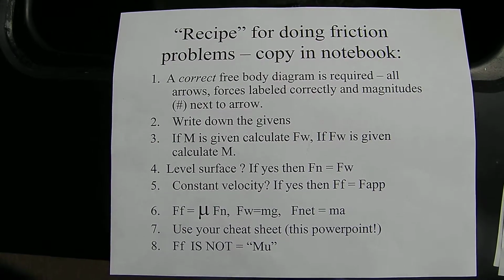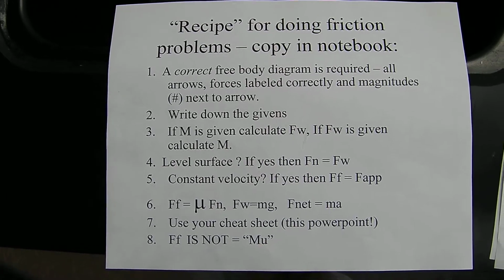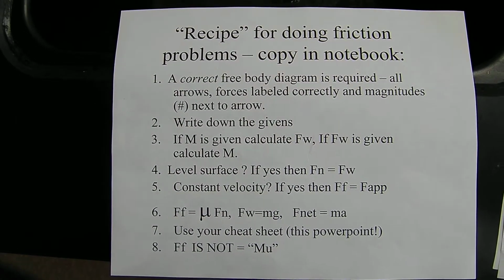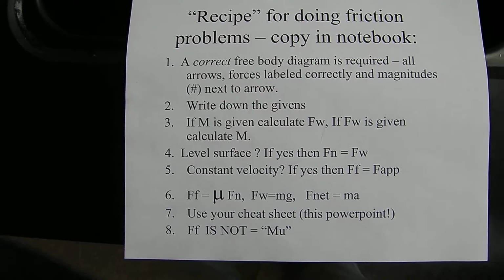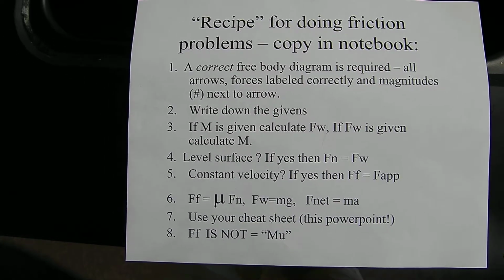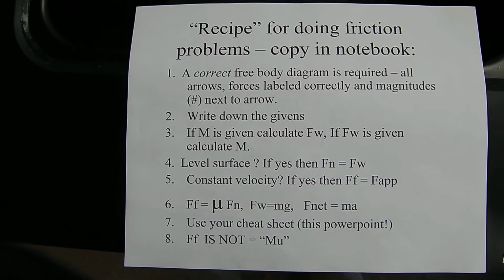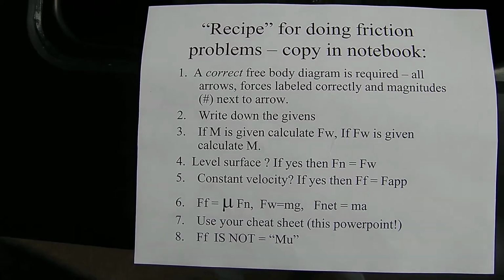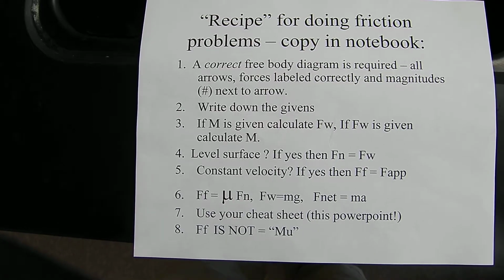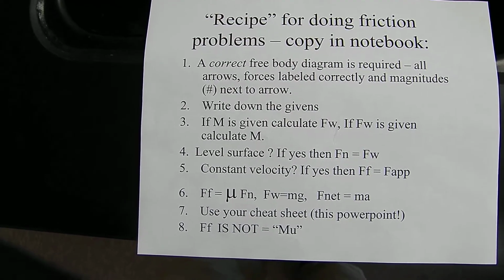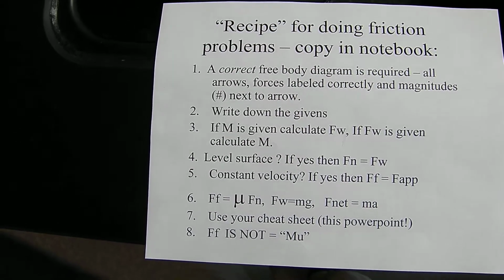There are 8 things that you got to keep track of, but probably the most important thing is that free body diagram with everything labeled correctly. That's forces, magnitudes, and arrows. Make sure you list all the givens, and usually once you make your diagram, the givens are part of the diagram. If they give you mass, which they did in this problem, immediately calculate weight. If they give you weight, then calculate mass.